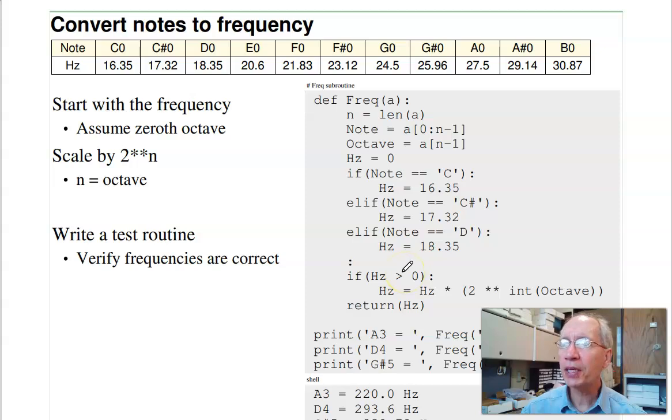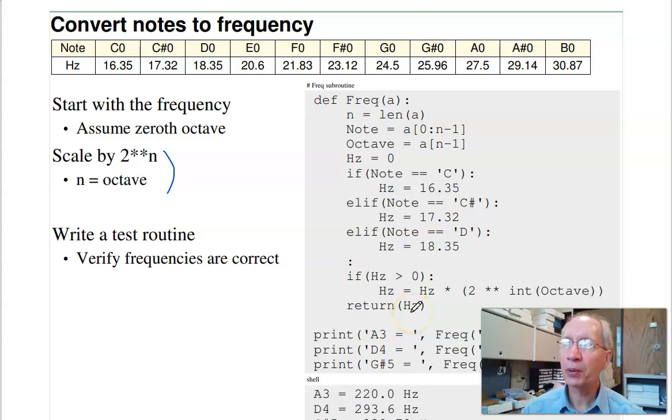Now, if you go to Wikipedia, the 0th octave has this frequency. Each octave after that is scaled by 2 to the n. So I'm just going to do a bunch of if statements. If the field is C, it's 16.35, C sharp 17.32, D 18.35, and so on, scaled by 2 to the octave. That gives you the hertz that you want to play.